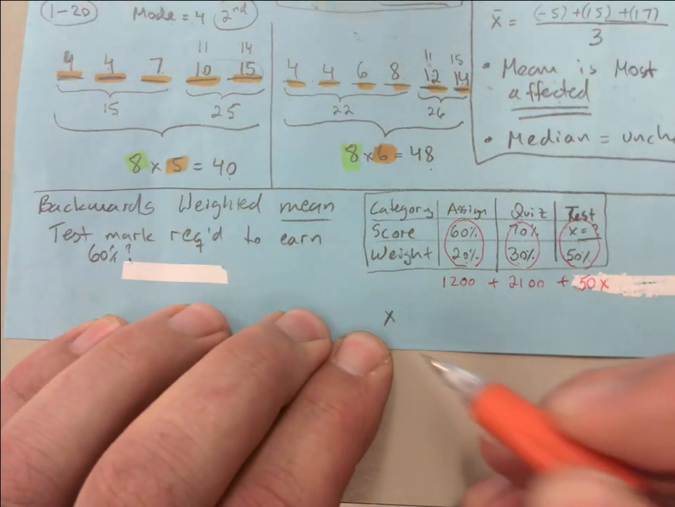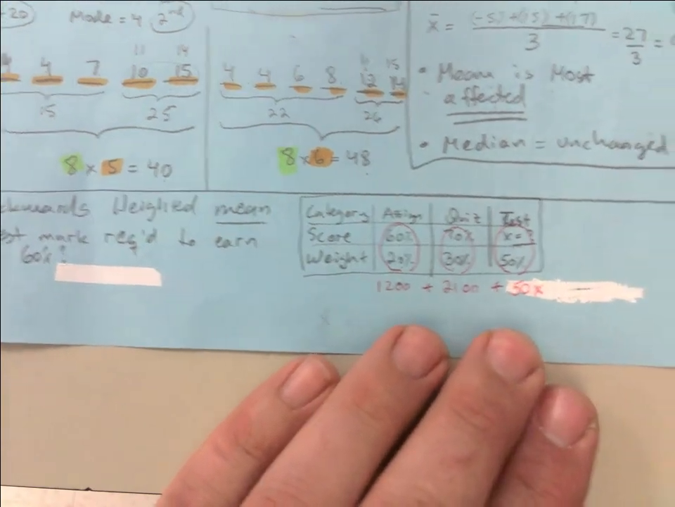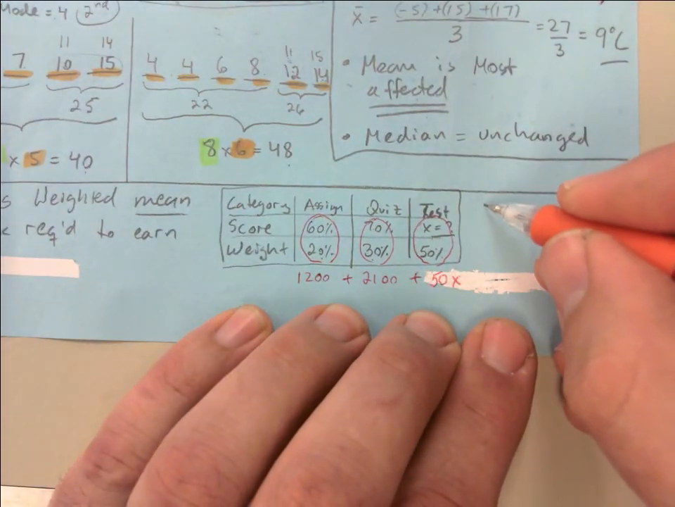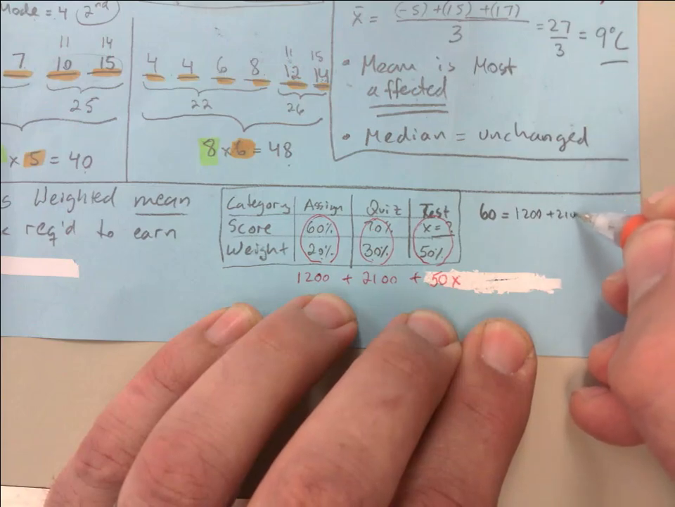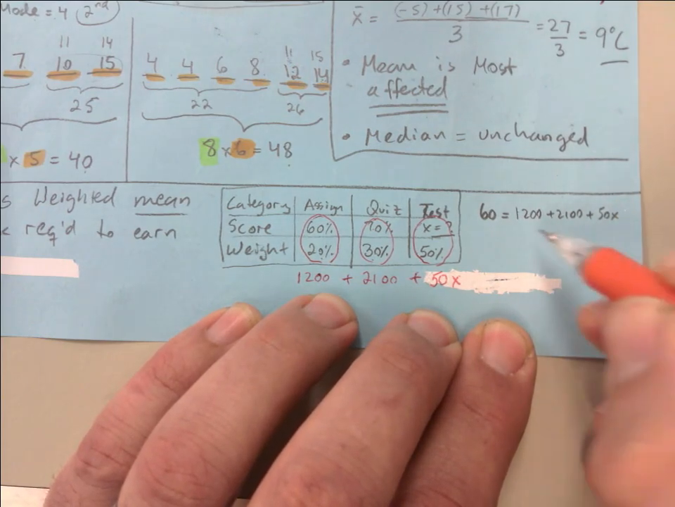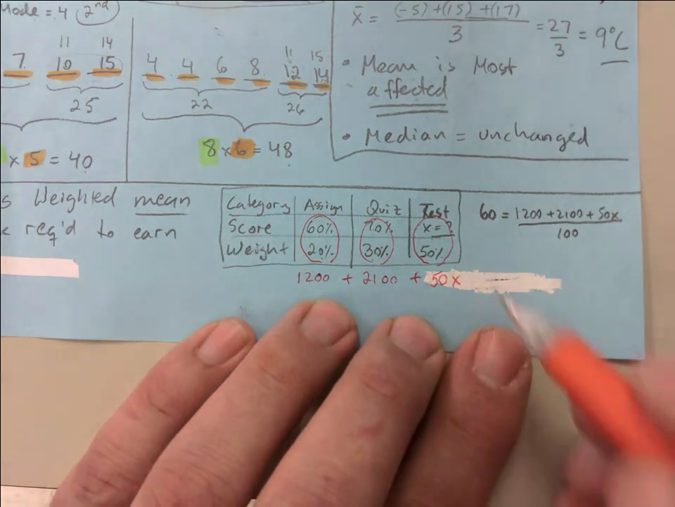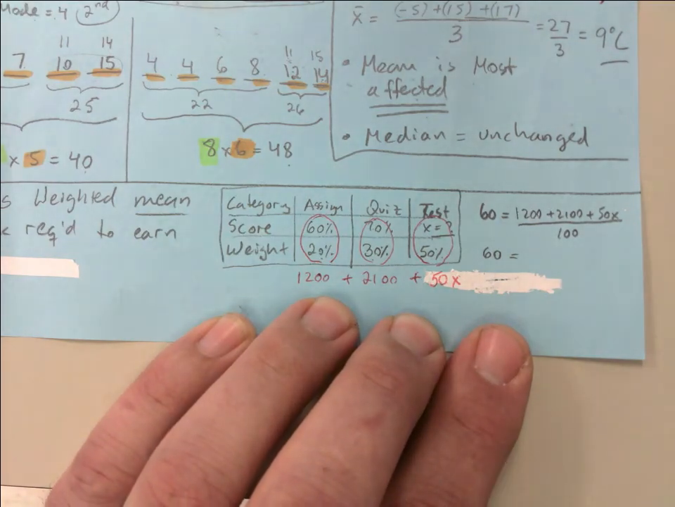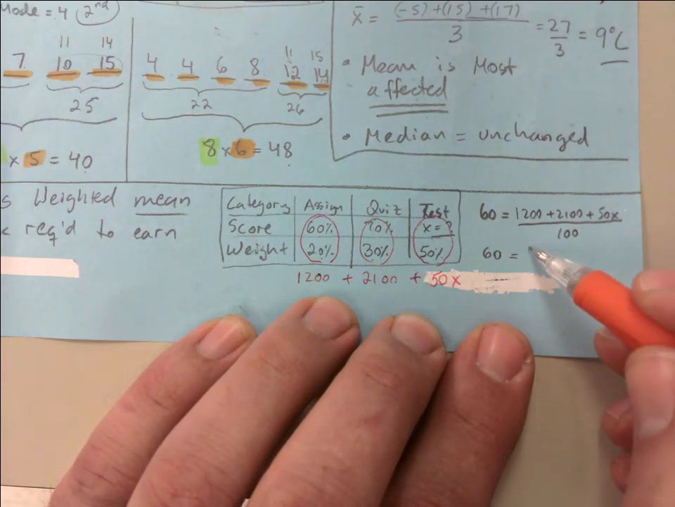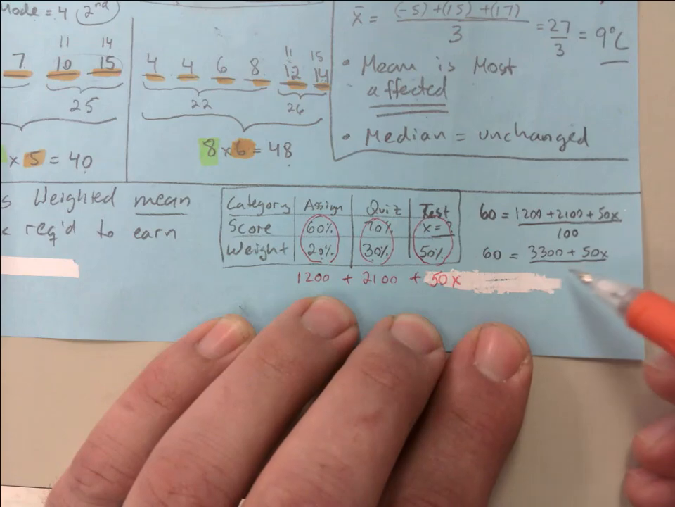So to get the, is this going to fit? I'm going to do this on the side here. Therefore, 60 is going to be 1200 plus 2100 plus 50x divided by 100. I hope this works, guys. It's going to be tight. 1200, I know my mental math, but I don't want to mess up on your study sheet. 3300 plus 50x divided by 100.